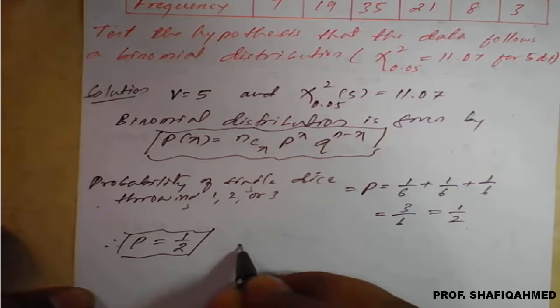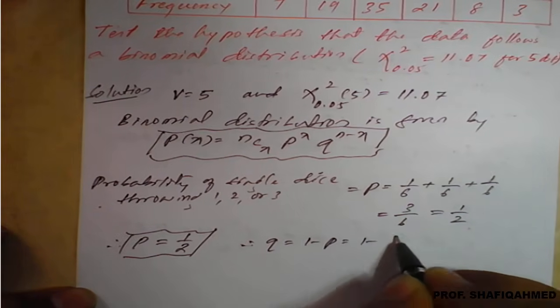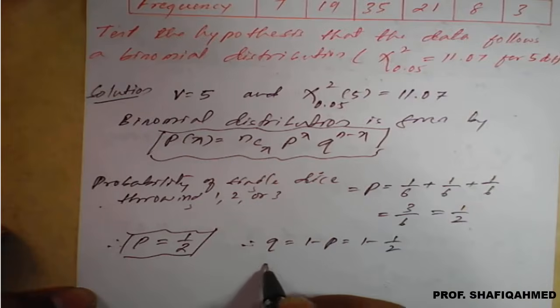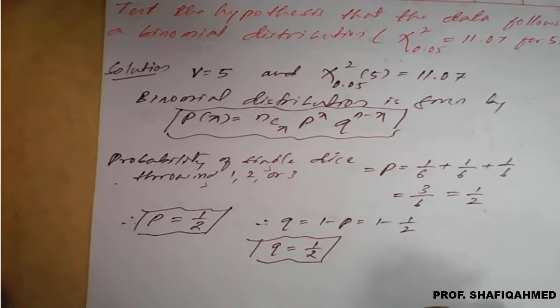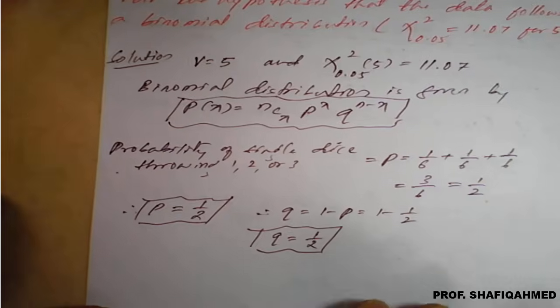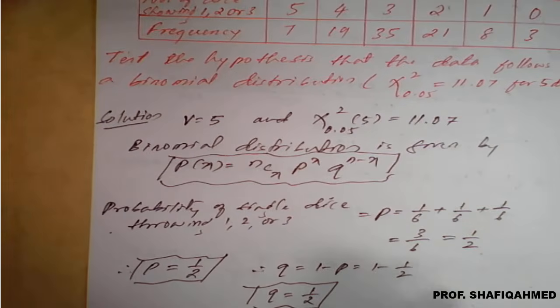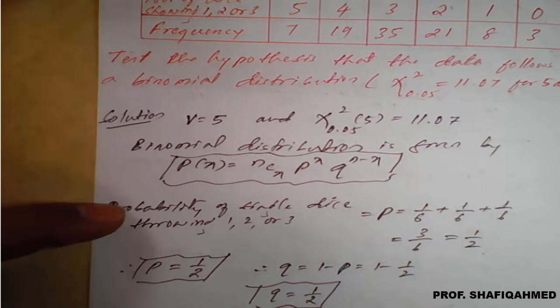So therefore Q is nothing but 1 minus P, which is nothing but 1 minus 1 by 2. So Q is also 1 by 2, so you can consider 0.5 again here. Now, you just see that this experiment has been done how many times? Means you need to add the frequencies. So what is the n value here?